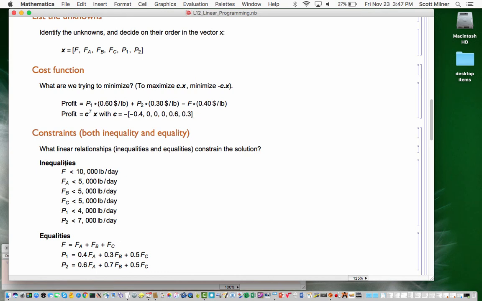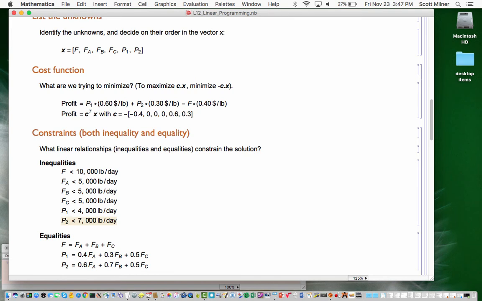So the inequalities that were stated above, if you go back and read the word problem, is that the total feed has to be less than 10,000 pounds a day, that the feed to each unit has to be less than 5,000 pounds a day, so FA, FB, and FC are all separately less than 5,000, that we can't sell more than 4,000 pounds a day of P1, and we can't sell more than 7,000 pounds a day of P2.